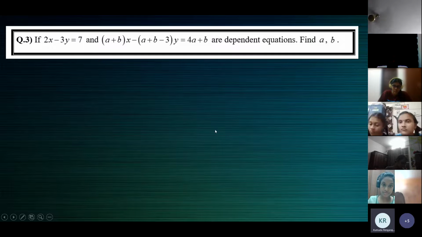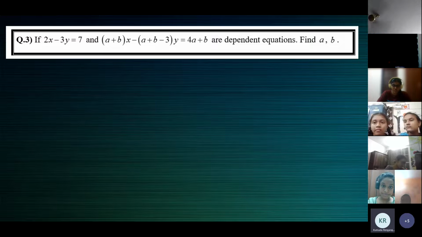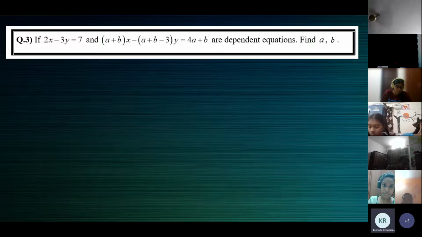Here should we solve for x and y using the elimination method or substitution method or the cross multiplication method? No, we should not solve for x and y. You should use this condition, A1 by A2, B1 by B2, C1 by C2, substitute the values and find the values of A and B.